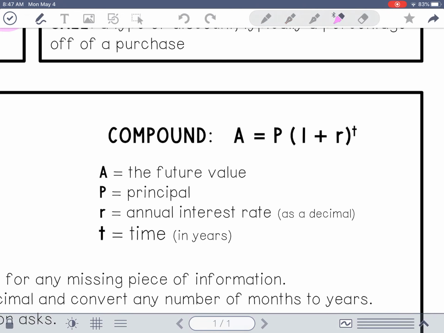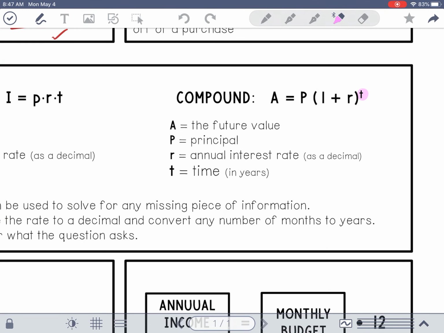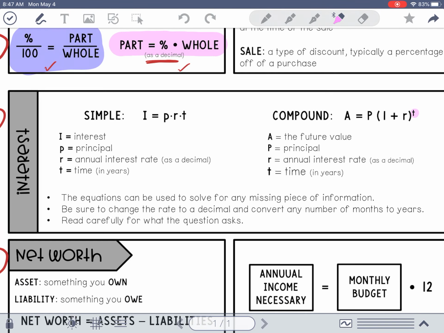Okay, T power. So this year in 7th grade, you're only going to see that T is going to be a 2. In 8th grade, when you get a calculator, that T will be much larger. You'll see 3, 4, 10, 20, whatever the case is. These are the two types of interest that we'll be calculating for, simple or compound.